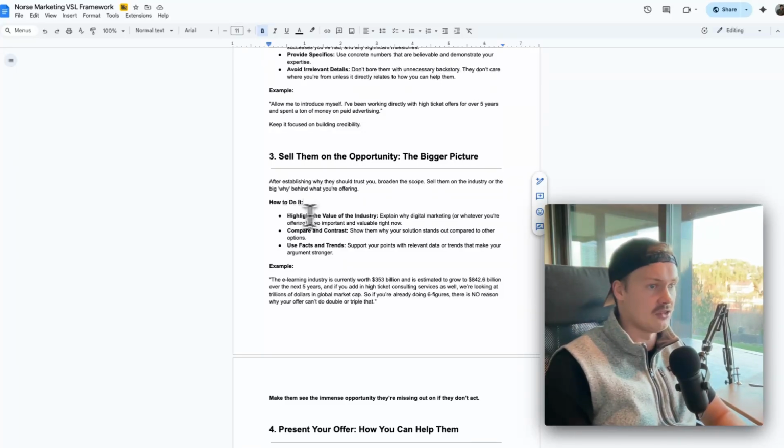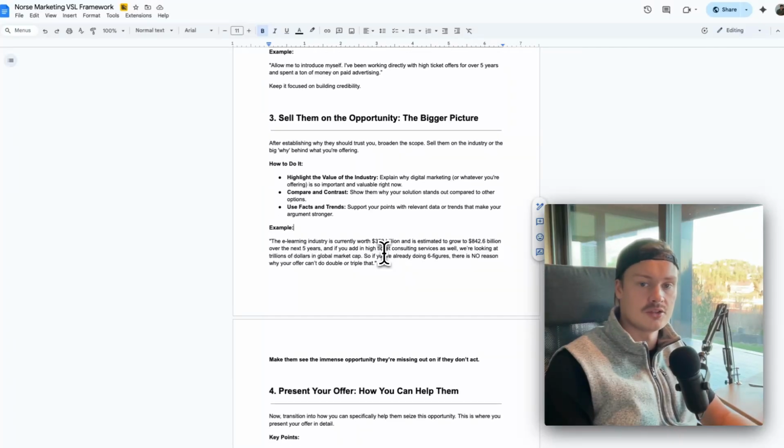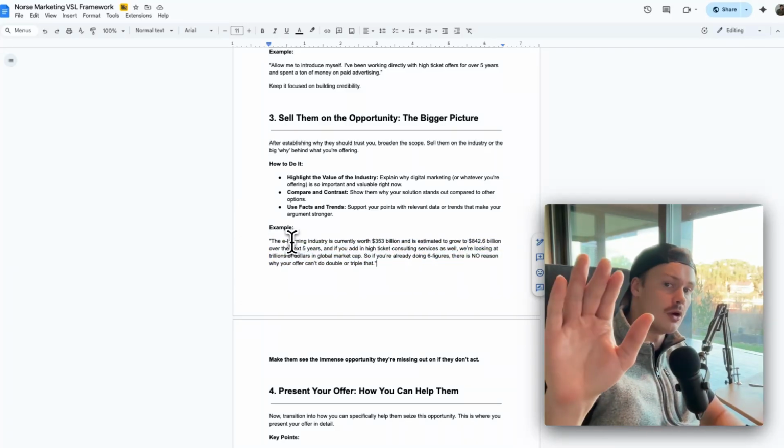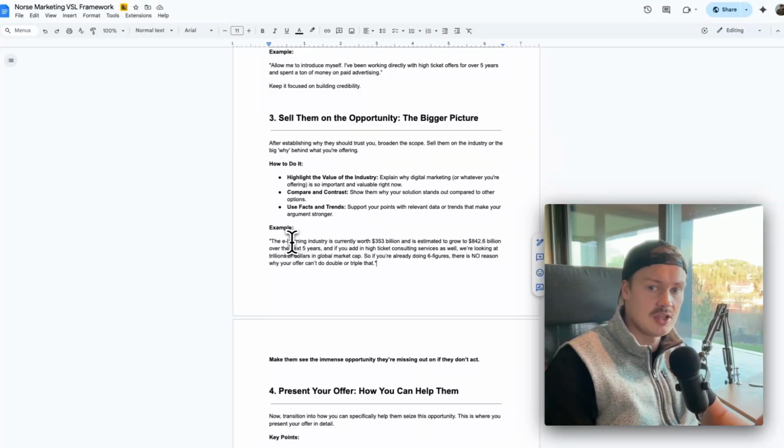So how to do it? Highlight the value of the industry, compare and contrast, use facts and trends, okay? So for example, we sell services to high-ticket businesses, both consulting and info product companies. And I just went straight out of the gate here with some statistics about the industry, right? I'm trying to create some FOMO here. So what I'm saying is basically the industry is growing this much. And if your company is not growing at the same pace, you're falling behind everyone else, okay? Because if you're standing still in a growing industry, you should still be growing, if that makes sense.